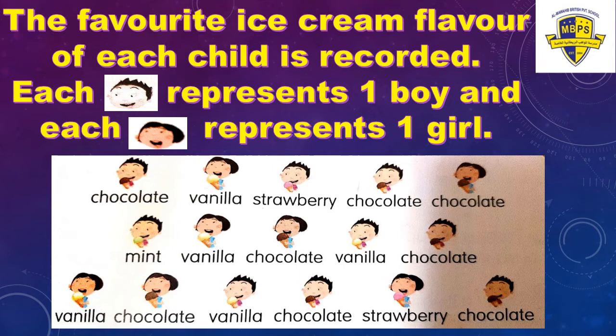Okay, now you can look down that there are different yummy flavors of ice creams. Can you tell me which are the different flavors that you see here? Very good. We have chocolate, we have vanilla, we have strawberry, and we have mint. So we have 4 different flavors of ice cream. Okay, so each child represents one boy and one girl. Okay, now we are going to solve this question on the next slide.